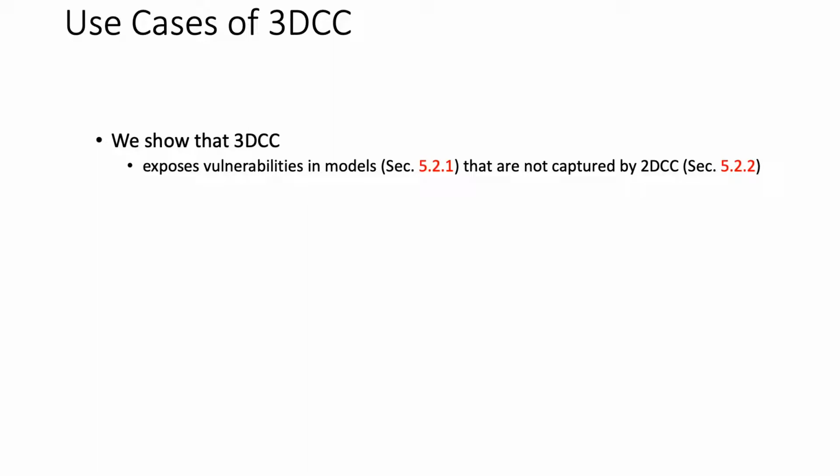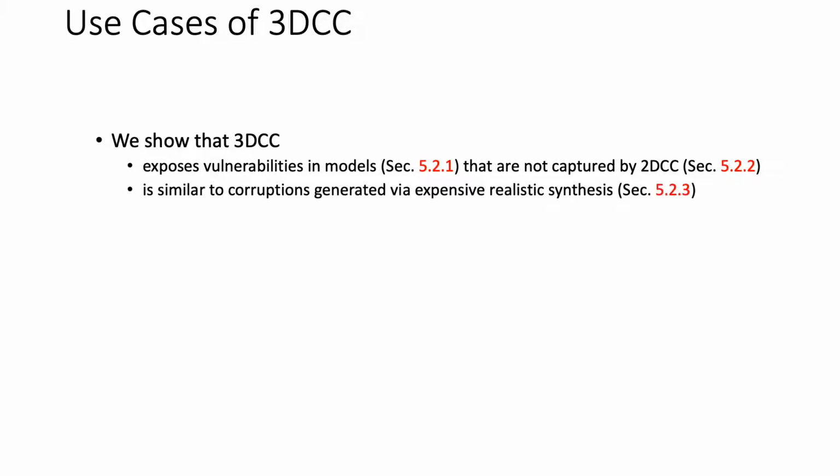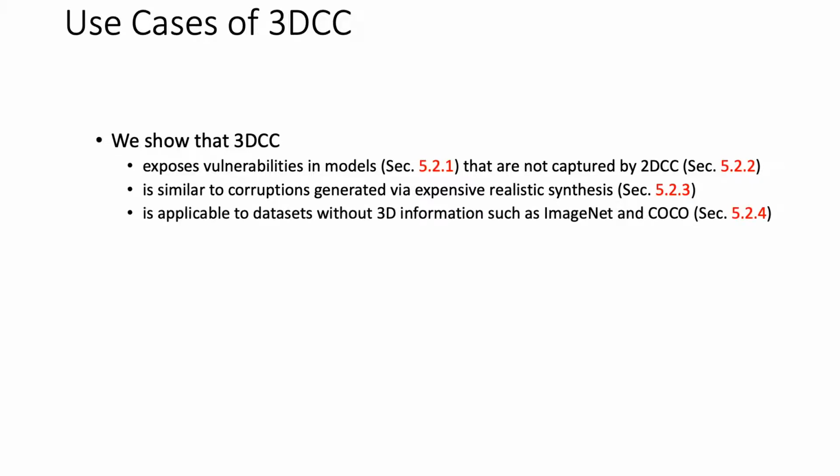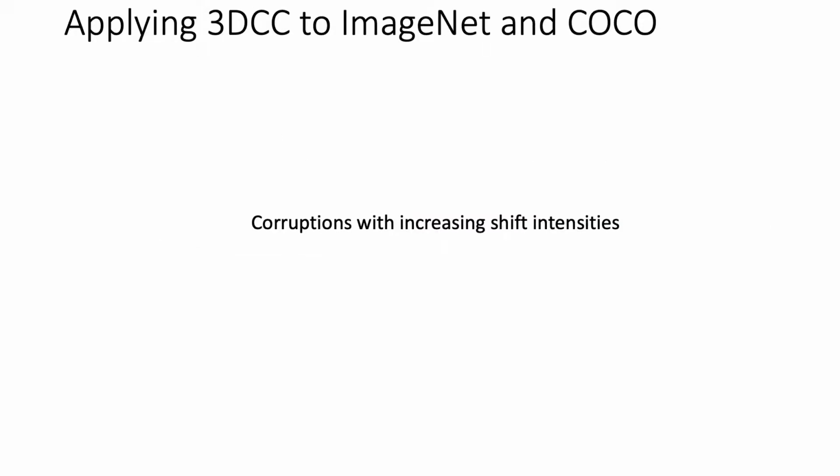3DCC exposes failures not captured by 2DCC. They are similar to corruptions from expensive synthesis. And they are applicable to datasets such as ImageNet and COCO. Let's see some examples. See COCO and ImageNet images under 3DCC.